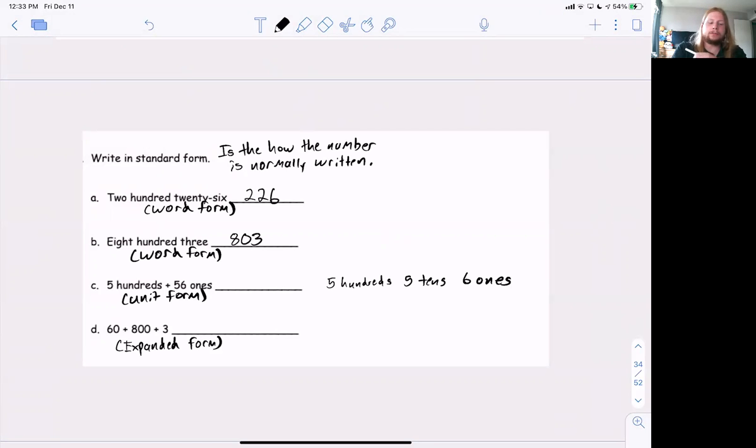All right, 500 plus 56 ones. So if I have a 500, that's going to be my hundreds place. And then I have 56. So there's my tens and my ones. And now 800 plus 60 plus 3. See, I just did it in my head. I like to reorganize it to where I have the bigger number on the left, and then we go to the smaller numbers. So 800, the 8 is in the hundreds place. 60, the 6 is in the tens place. And 3, the 3 is in the ones place.